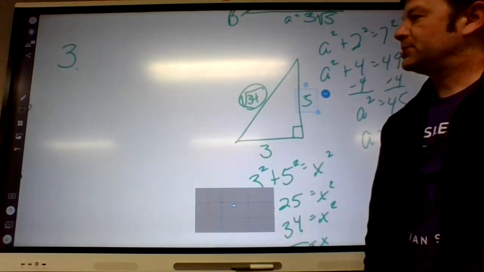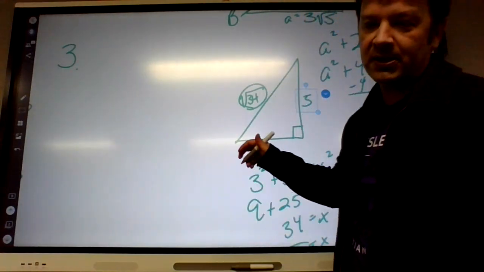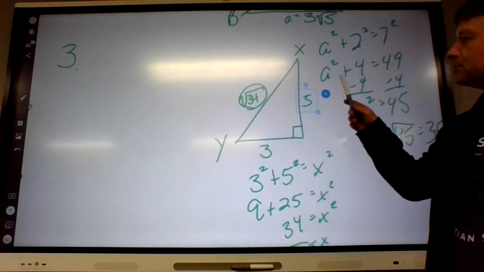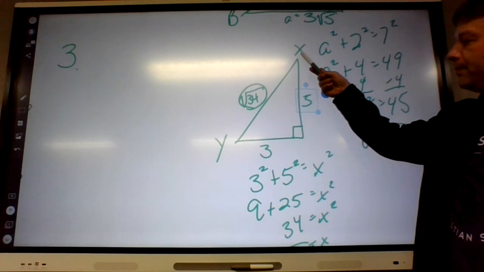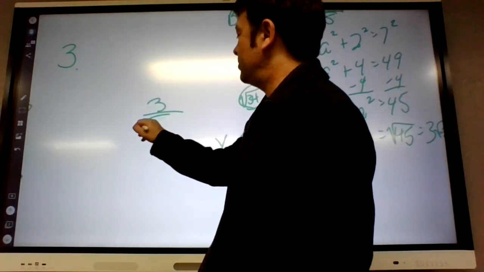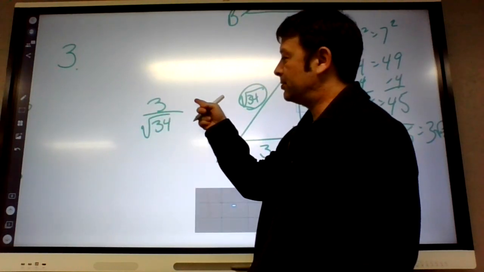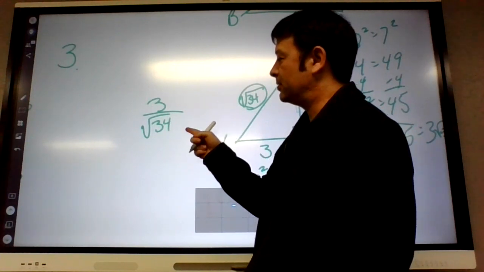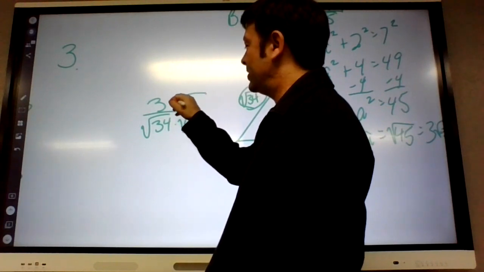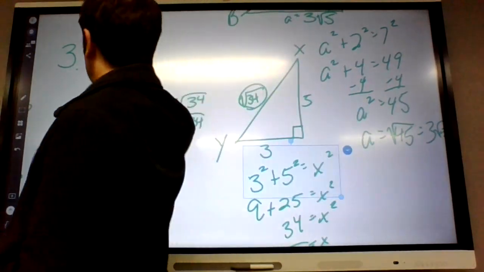Okay, so let's see, were we on Corey, I think? Corey, what's the sine of X? X is on the top. What's the sine of X gonna be? Opposite over hypotenuse. Yep. So you get 3 over square root of 34. If we multiply by square root of 34, we'll get 3 square root of 34 over 34. Square root of 34 times square root of 34 is just 34. That's why we do it. The top is 3 square root of 34.